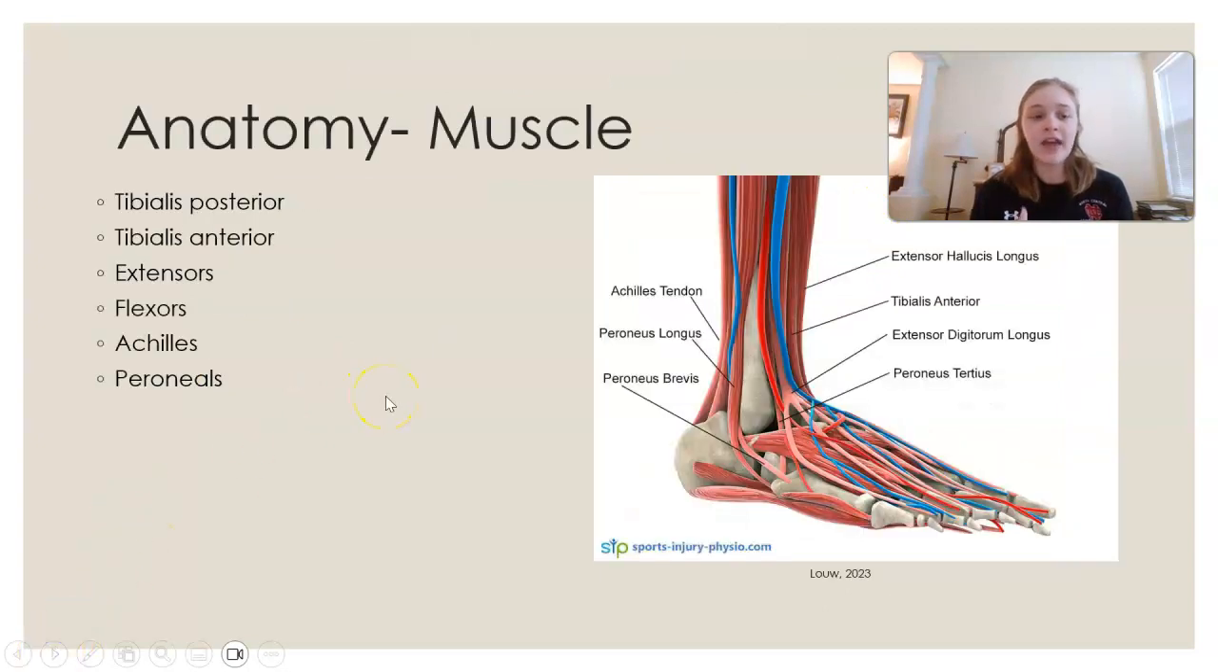And then going off of that, we want to look at the muscle anatomy. Again, not just looking at the foot, but looking at the ankle as well to make sure that there were no associated injuries with the LisFranc mechanism. So some of the key muscle anatomy that we want to look at is the tibialis posterior, the tibialis anterior, the extensors of the foot, the flexors of the foot, so the dorsal and plantar aspect of the foot. We want to look at the Achilles tendon, and we also want to look at the peroneals.